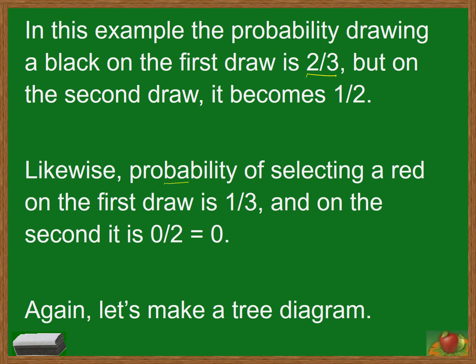Now the probability of selecting a red on the first draw is 1/3. But if I pull that red out, I'm left with no reds out of 2 marbles. And so that probability is 0. So let's look at the tree diagram. Now you will have different probabilities in different problems. These numbers will change according to whatever problem you're looking at, but the method is still the same. So again, on the first draw, I have 2 out of 3 that are black, 1 out of 3 that are red.